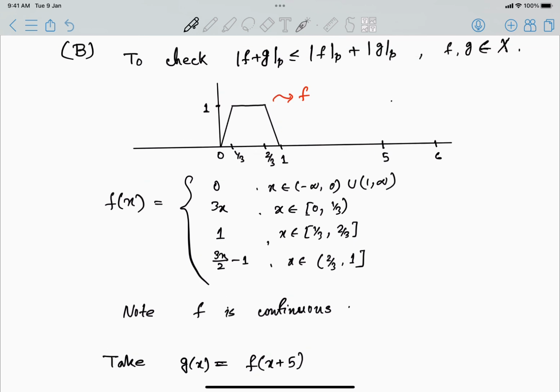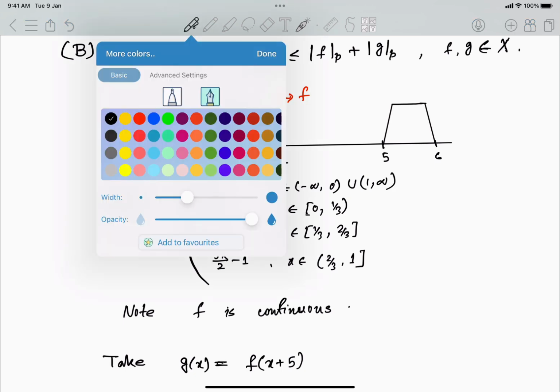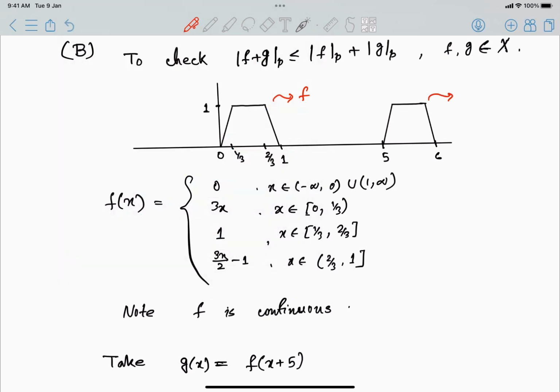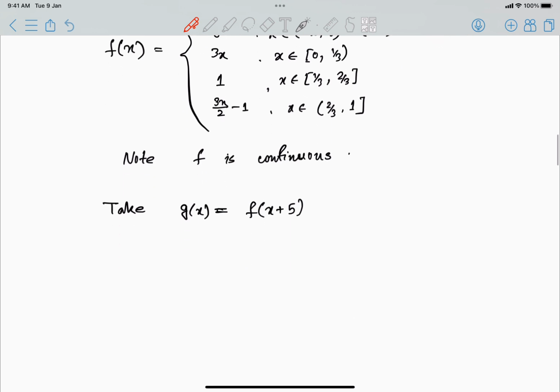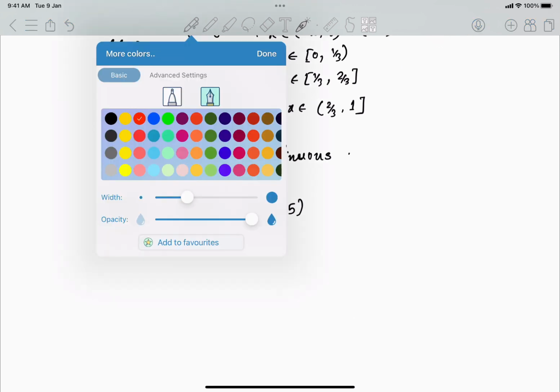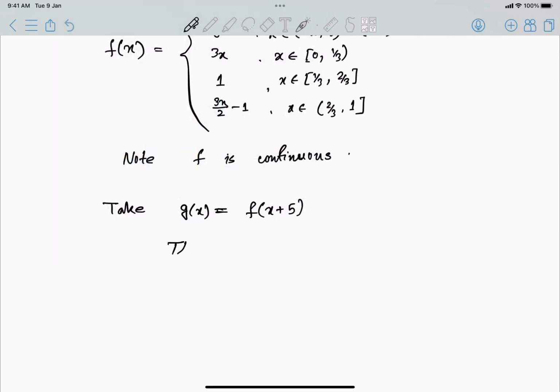So it will take the value 1 here, so this is g. So g is basically a shift of f by 5. Then g is also continuous.